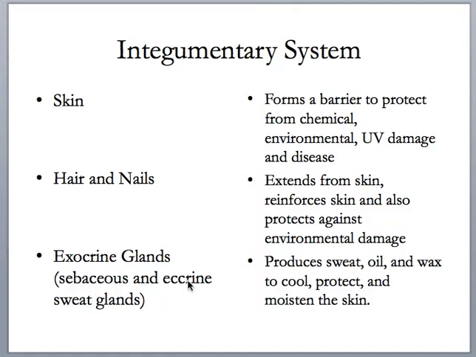Eccrine sweat glands produce more of a watery substance. Their watery substance goes to the outside, and the main function of eccrine sweat glands is evaporative cooling. The water gets released to the outside, your body is overheated, and that water evaporates off of your skin, pulling heat with it. So eccrine sweat glands are important in evaporative cooling.